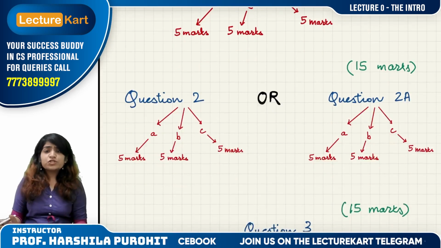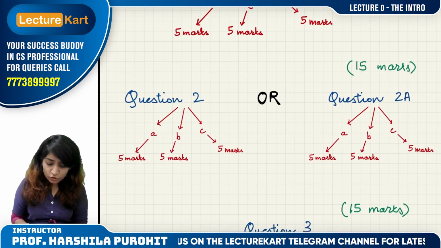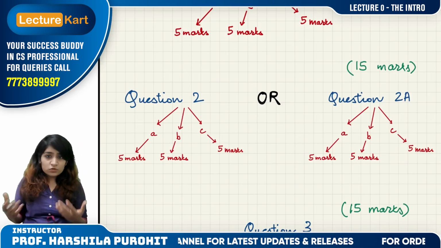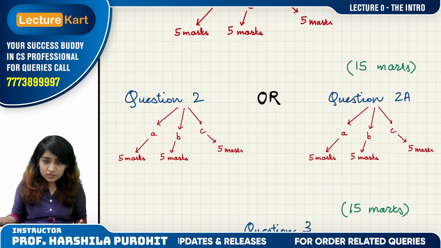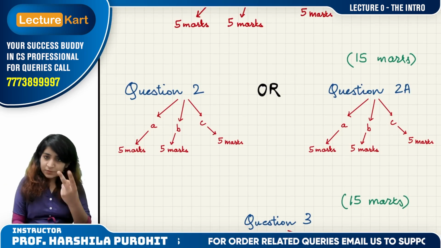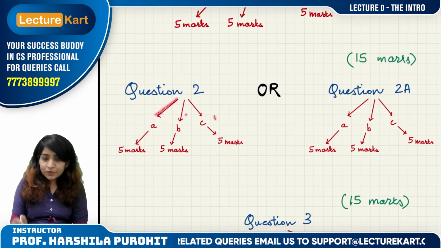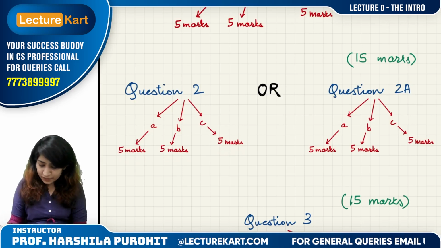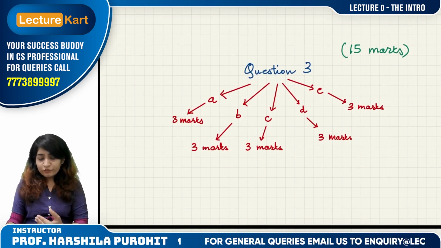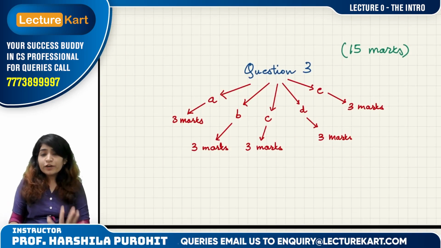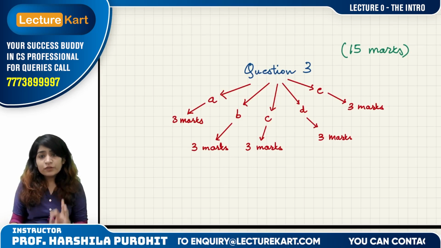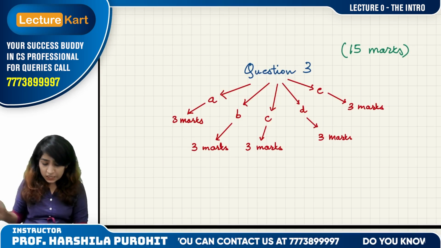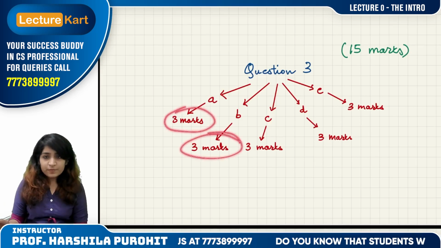Then in question 2, you have an option of being able to solve either question 2 or question 2A, depending upon what you think you're most skilled at, what you think you can write better answers for. Question 2 has been split up into 3 parts, A, B, C, each being of 5 marks, and 2A also is of the same pattern. Now question 3 is again of 15 marks, which has been split up into 5 parts, each being of 3 marks. So you have 3A, 3B, 3C, 3D, 3E, each being allotted 3 marks by ICSI.